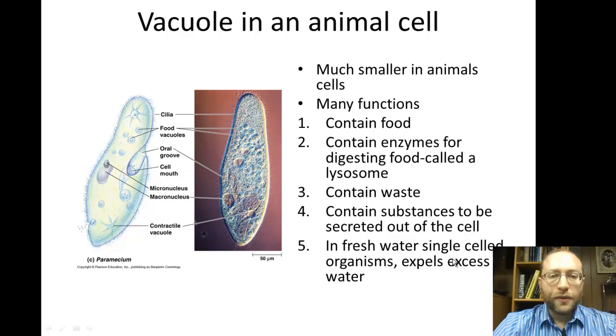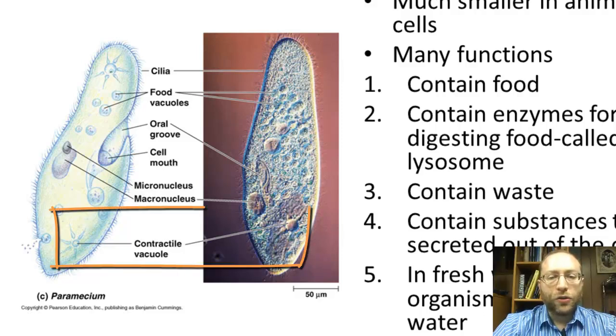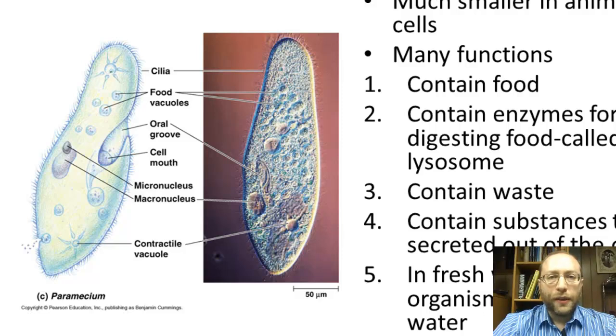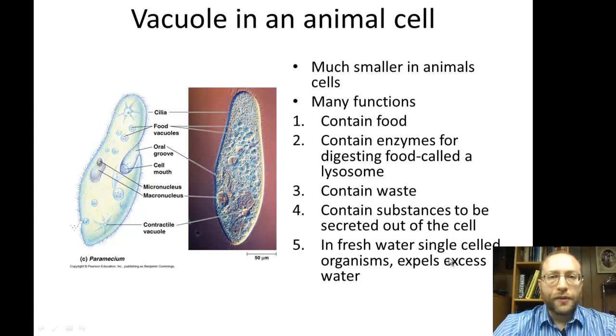Also, the cell that I've pictured here is a single-celled organism called a paramecium. It's found in fresh water, and you notice it has a particular kind of vacuole called a contractile vacuole. This vacuole expels excess water. In fresh water, water is always entering the cell, and it has to expel that water to keep from bursting.